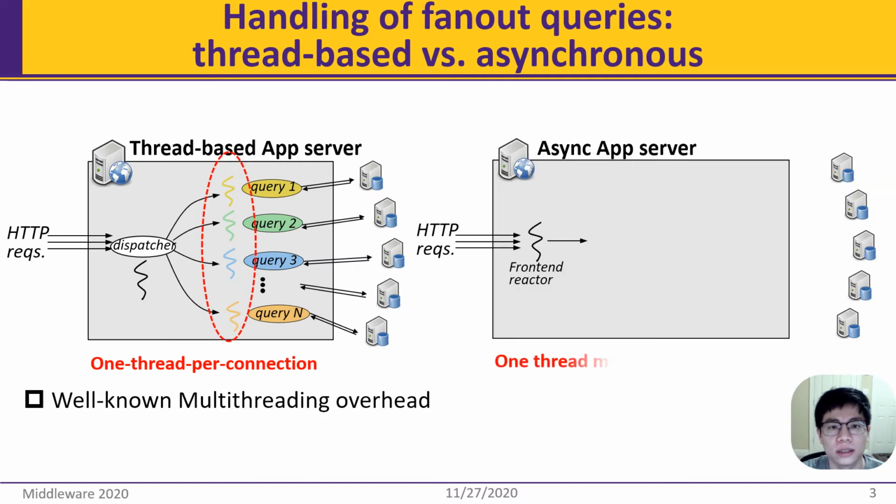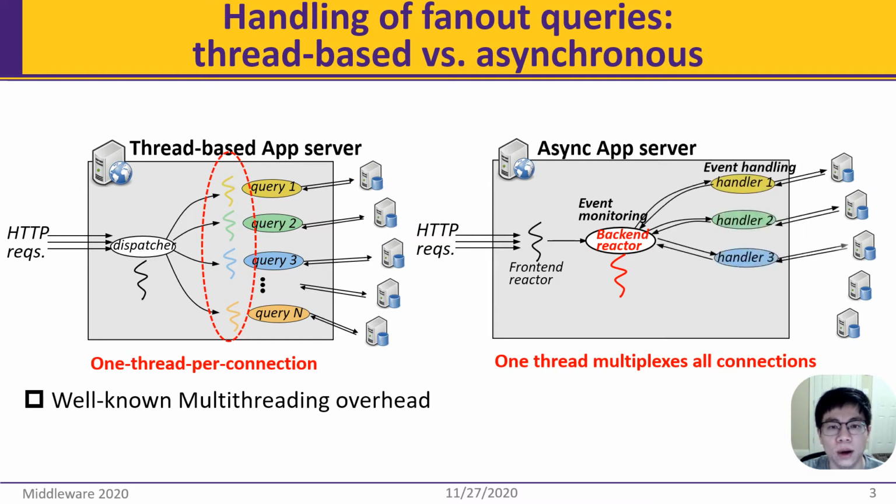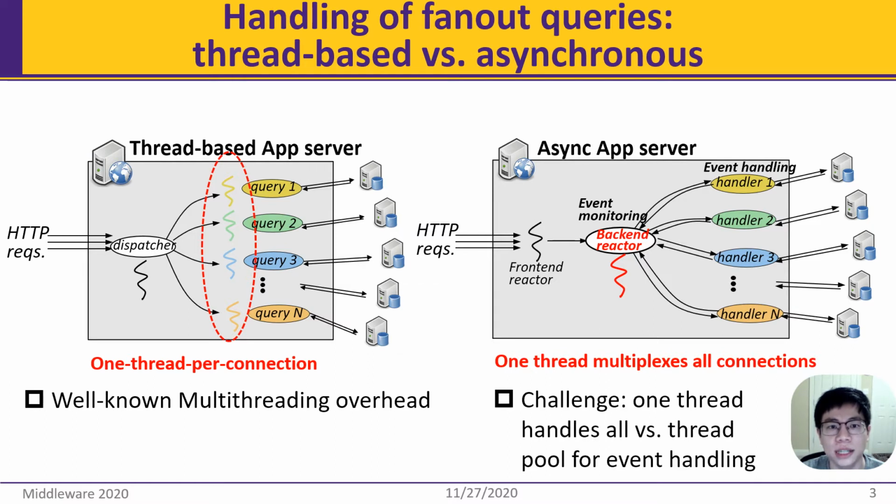The second one is an asynchronous, event-driven design. One reactor thread multiplexes all connections by looping over two phases, the event monitoring phase and the event handling phase. The asynchronous design is considered a better choice than the thread-based one because it can reduce multi-threading overhead. The challenge is the implementation complexity of the asynchronous design.